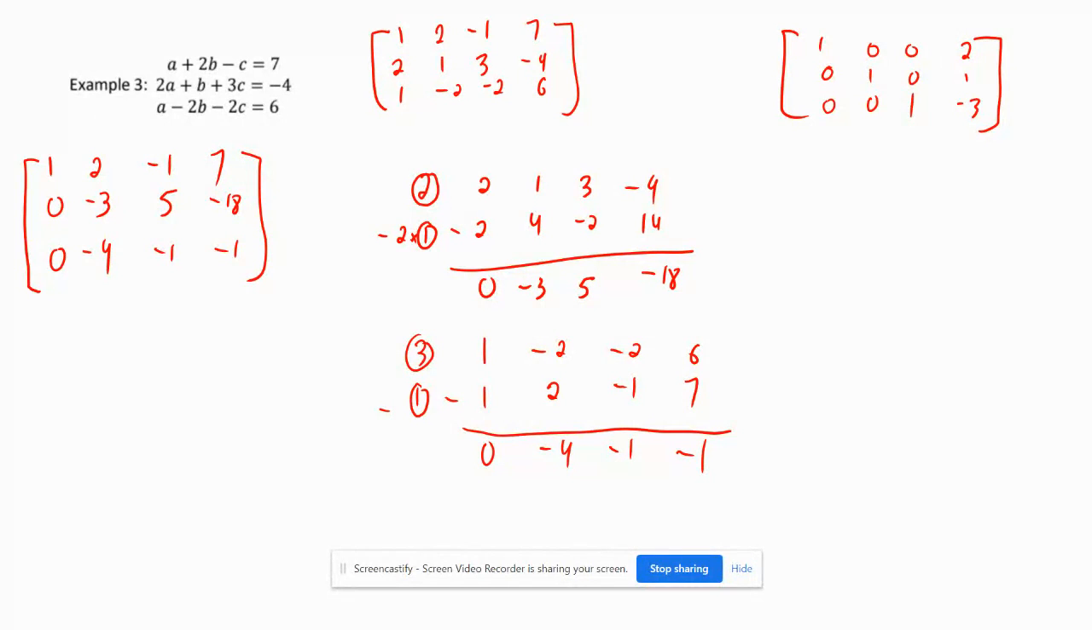So we want equation 2 minus 2 times equation 1. So we went 2, 1, 3, negative 4, 2, 4, negative 2, 14. We subtracted. Yep, that one looks good. 0, negative 3, 5, negative 18. Okay, then we went equation number 3 minus equation number 1. 1, negative 2, 6. 1, 2, negative 1, 7. 0, negative 4, negative 1, negative 1. That one's good over here.